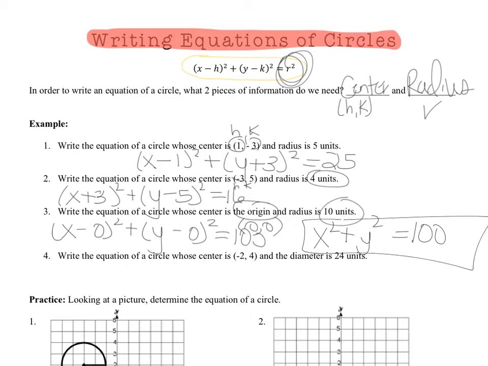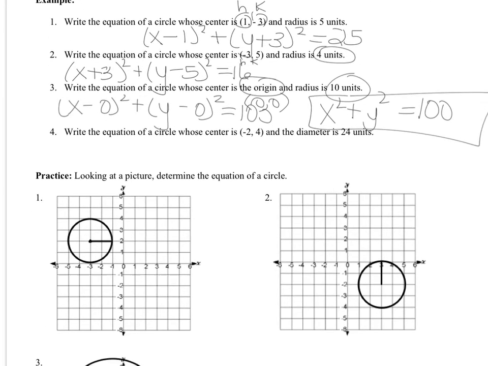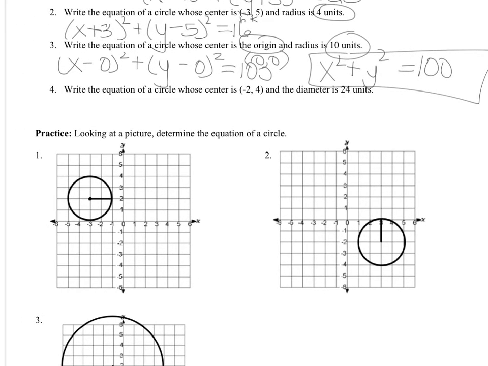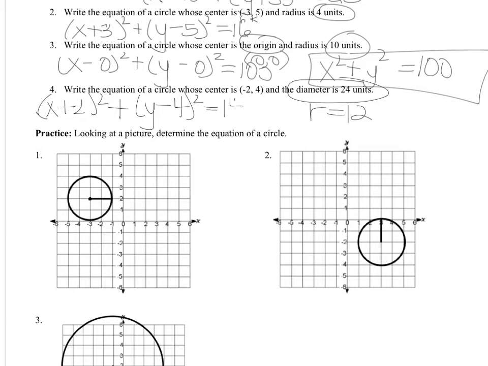So go ahead and pause this video and take a stab at number 4. And then we'll go over it. Number 4 says, write the equation of a circle whose center is (-2, 4) and the diameter is 24. So notice it says the diameter is 24. Since the diameter is 24, I need to know what the radius is. So that's 12. So what's it going to look like? (x + 2) squared plus (y - 4) squared equals 144.